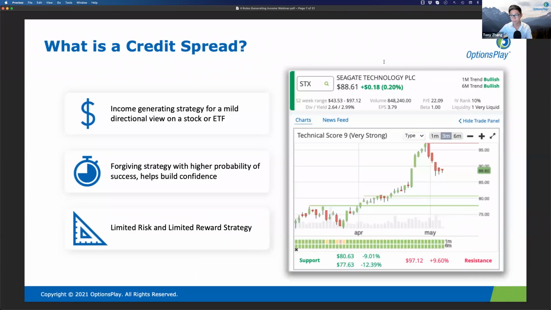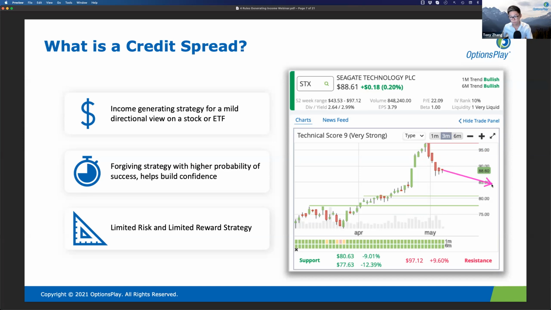So let's start by talking a little bit about just what is a credit spread. It's a strategy that we're going to do a deeper dive into, but at a high level, it's an income generating strategy that you can use whenever you have what I call a mild directional view on a stock or ETF, meaning there are some stocks that you just have a general sense that they are going to drift higher here. You don't necessarily need to have a strong directional view, meaning you don't have to believe the stock is going to rally substantially over the next few months or next few weeks.